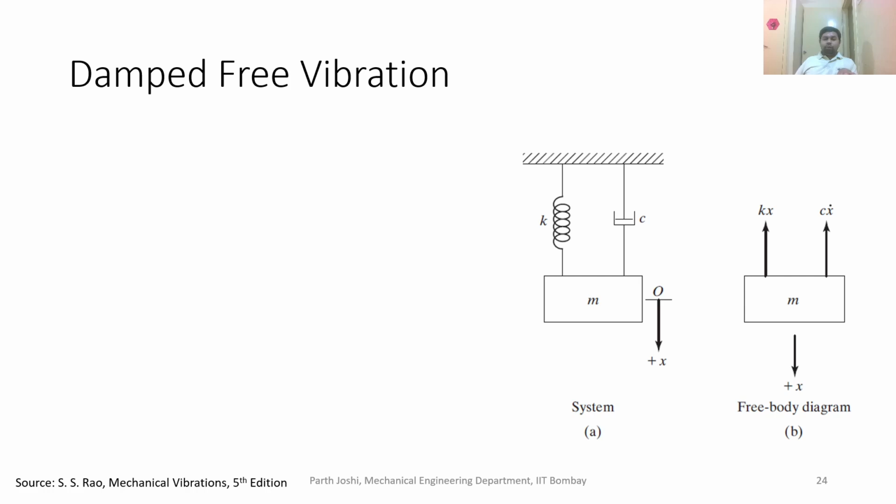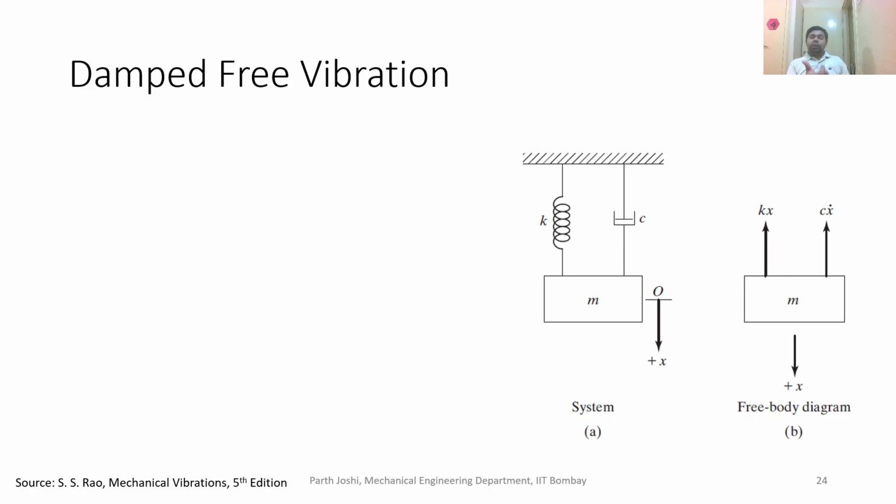Now if we want to analyze the motion of this system, if the mass is moving and the displacement of that mass from its equilibrium position O is some x in the downward direction, what would be the forces acting on that mass? It will be basically the force because of the spring, and the other force because of the damping.